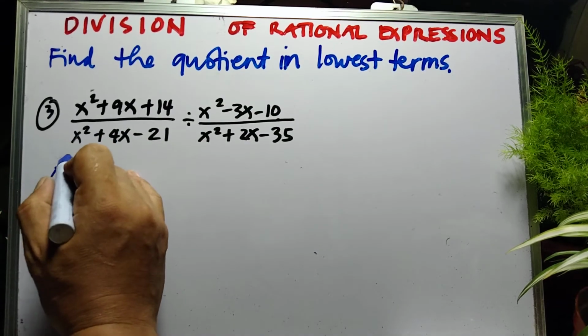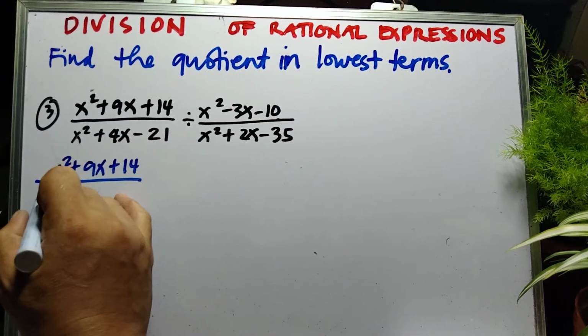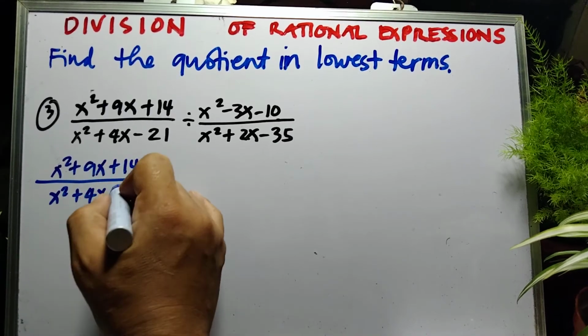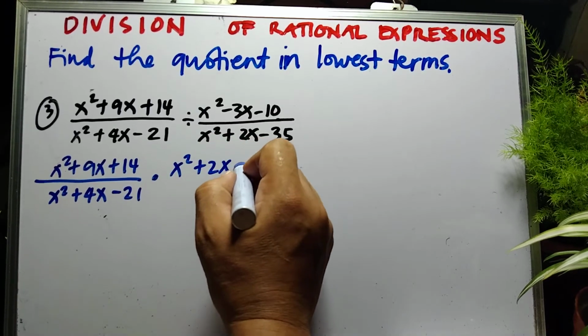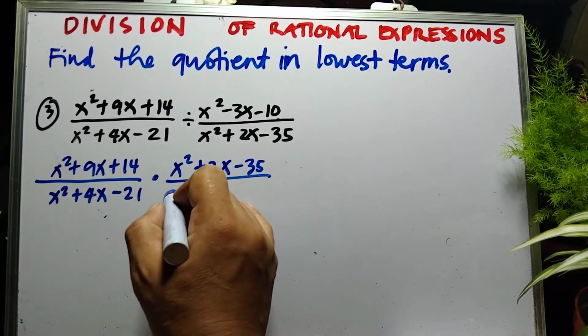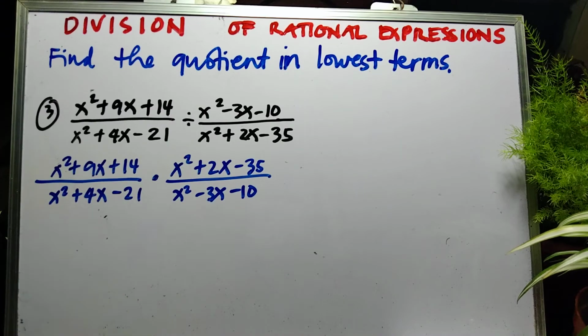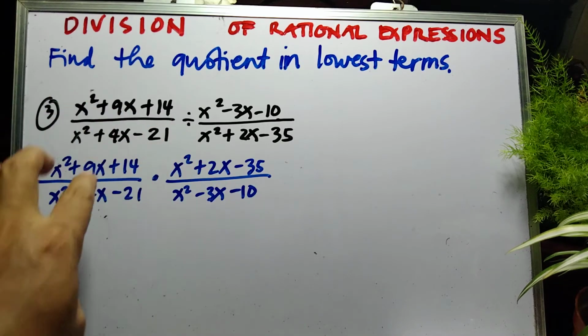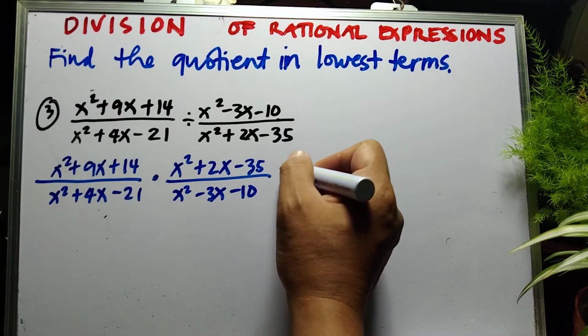So you have x squared plus 9x plus 14 all over x squared plus 4x minus 21 times x squared plus 2x minus 35 all over x squared minus 3x minus 10. Okay, so it's already a product. Now we knew that we should factor all of this, so that we could reduce it to its lowest term. So we need to look for the factors.